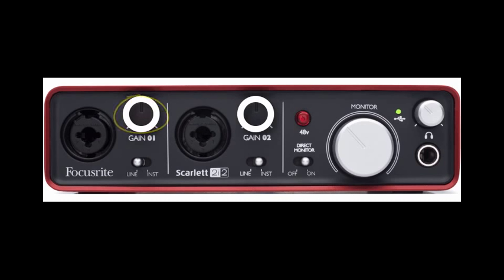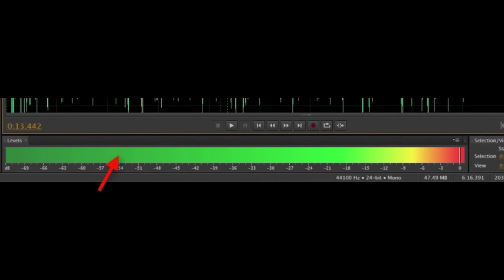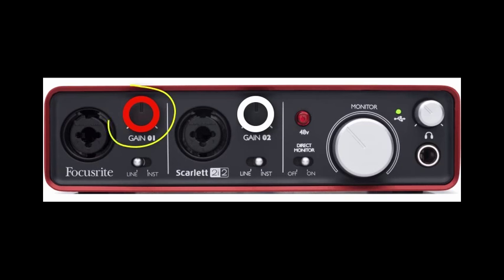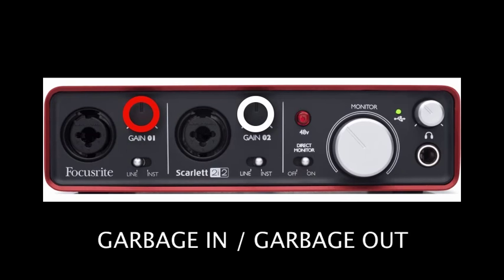In this case, instead of having a linear meter, this particular interface has an LED ring around the gain knob. Depending on how hot the signal is, it will turn green, yellow, or red, much like the meter inside our software. In all cases, you don't want it to turn red, because that means your signal might be clipping, which basically means that the input is too hot and will cause distortion in your audio. At that point, it won't matter what the levels in your software are, because the signal will already be compromised before it even gets to your computer.